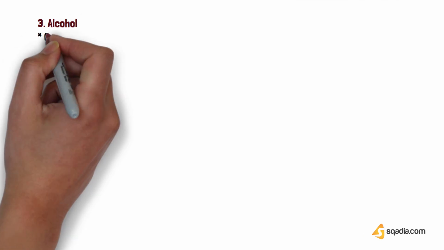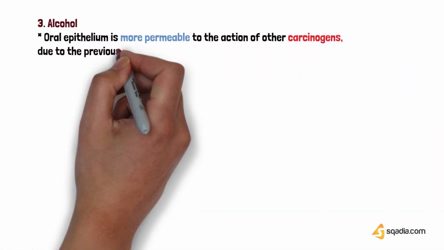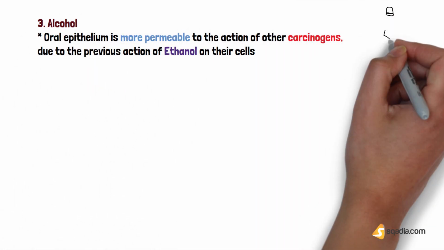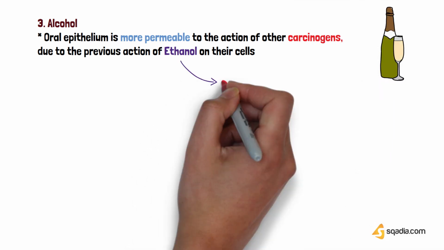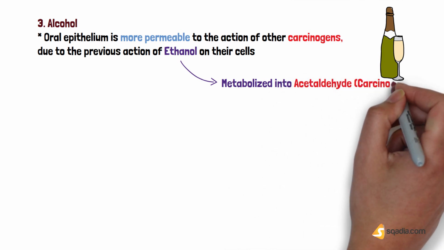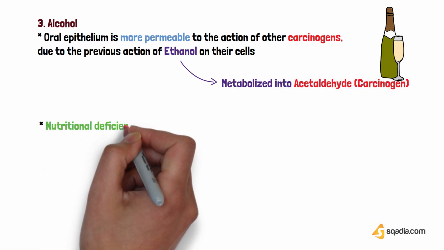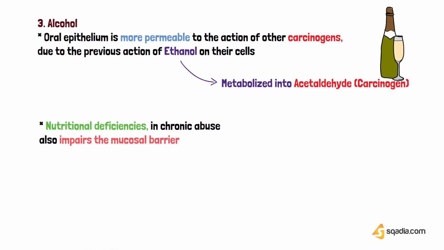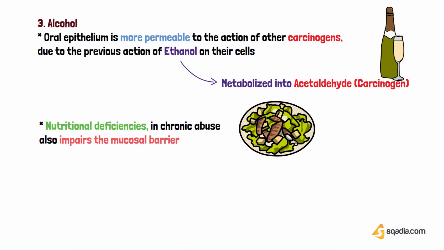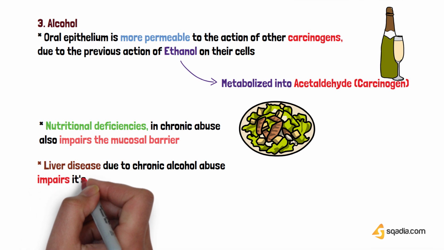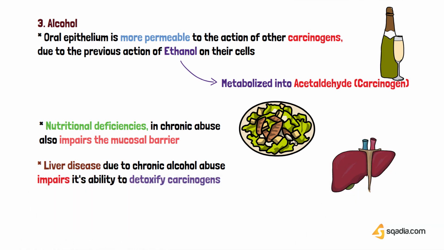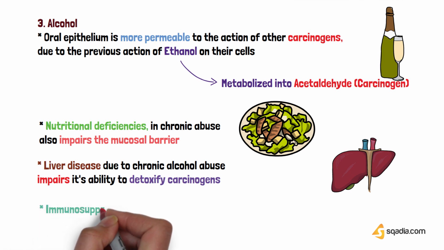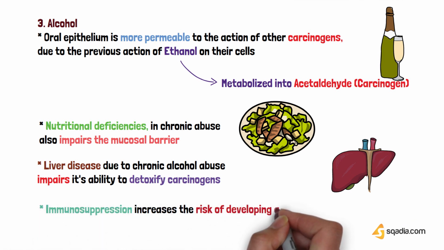Alcohol. In chronic alcohol users, the oral epithelium becomes more permeable to the action of ethanol. Ethanol is eventually metabolized to acetaldehyde, and this is basically a carcinogen. Some other factors like nutritional deficiencies also impair the mucosal barrier. And in case of a liver disease, the liver is not able to detoxify the carcinogens, so the harmful effects of the alcohol just keep on doubling. There is always a risk of developing cancer in immunocompromised patients.